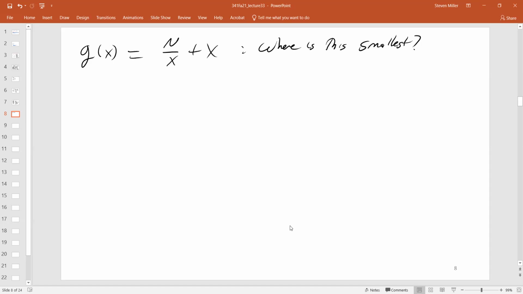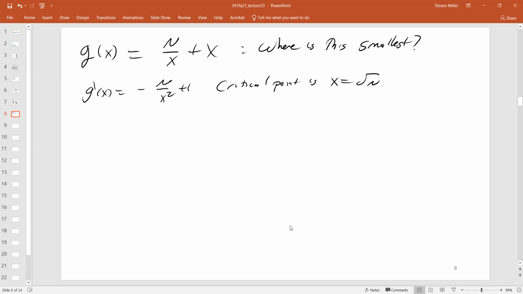So good, we don't need the endpoint, so I don't have to crash into the board. So one is take the derivative. So we get g prime of x is negative n over x squared plus 1. Critical point is x equals square root of n. So that's one way to get the solution.